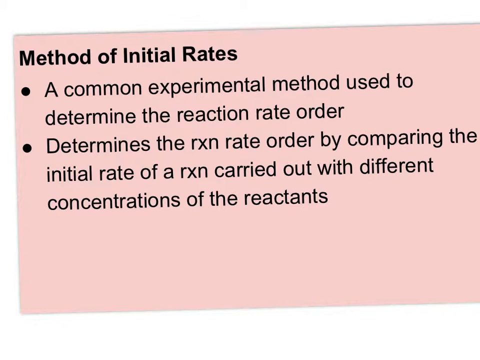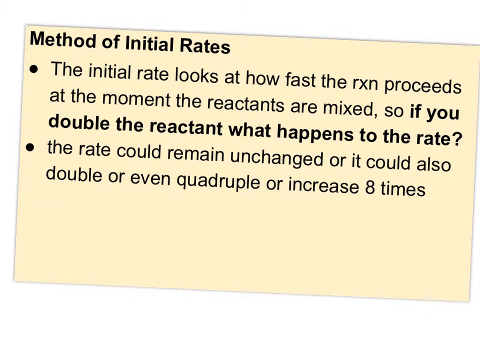Sometimes in a problem, they'll simply tell you the reaction rate order is second order for reactant A, and third order for reactant B. But other times, you have to actually do the experiment, evaluate the data, and determine the rate order. So that's what this video is going to attempt to show you.